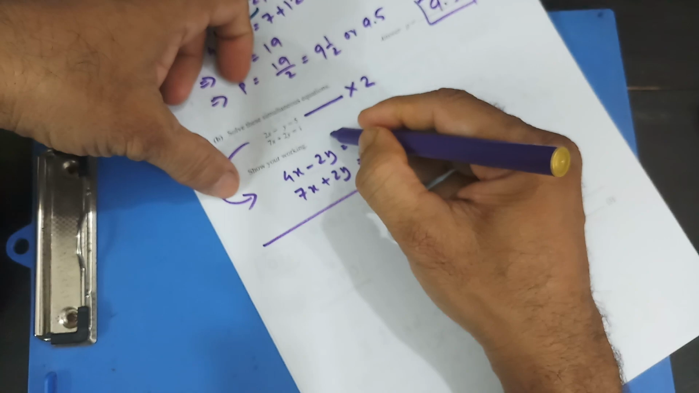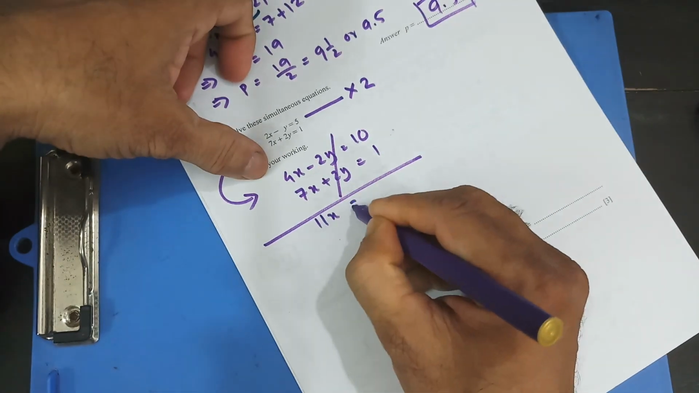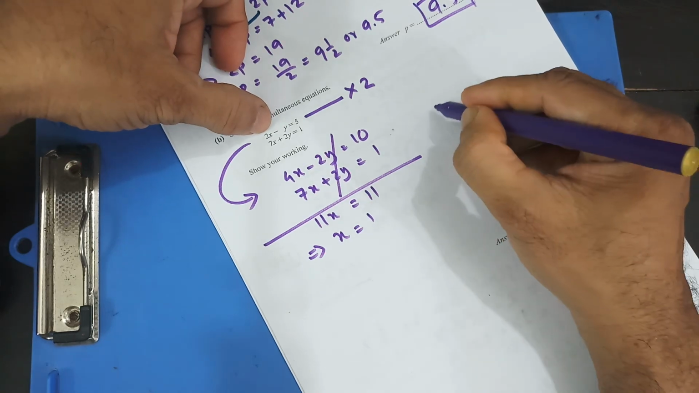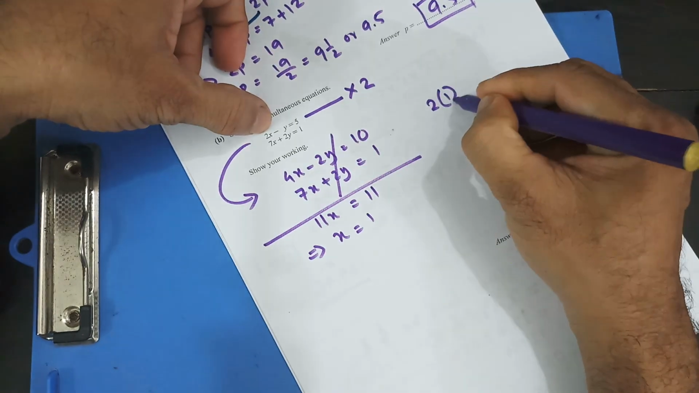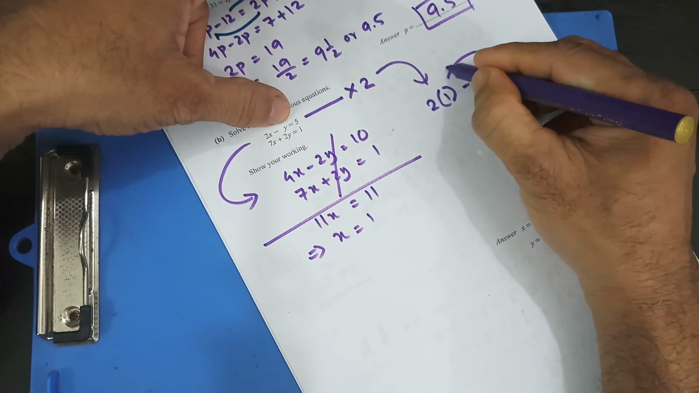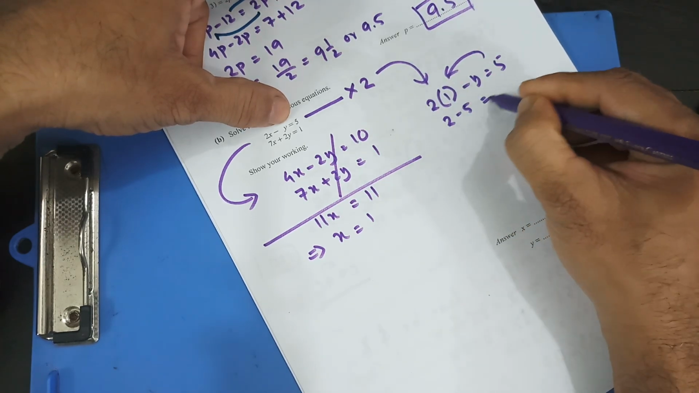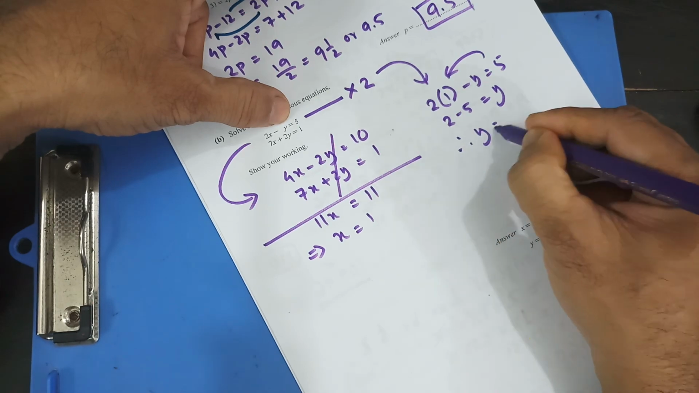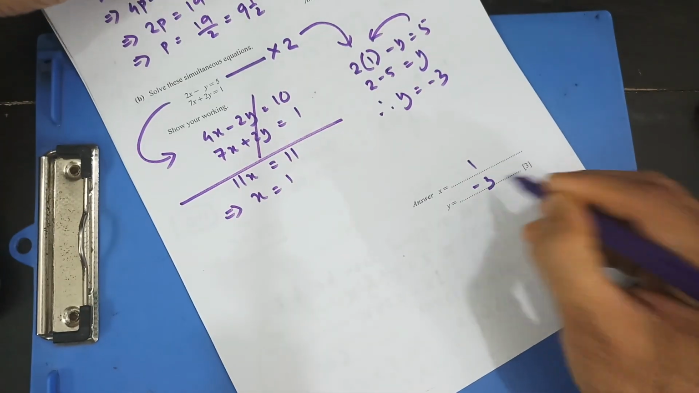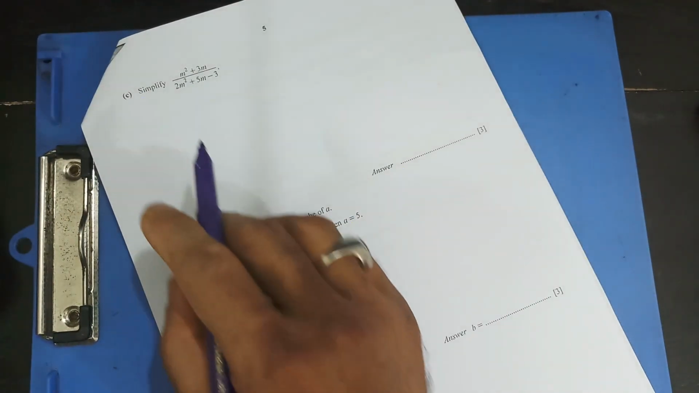Now if I add that, the y terms cancel out. It's going to be 11x equal to 11, so x equals 1. Now taking the value of x as 1 in 2x minus y equal to 5, bring this 5 over here: 2 minus 5 equal to y, therefore y equals minus 3. So I have x equal to 1, y equal to minus 3. So 3 is done. Question number 4.